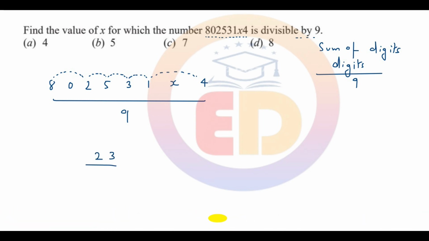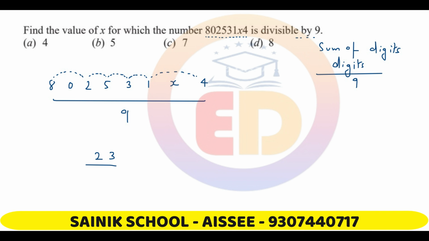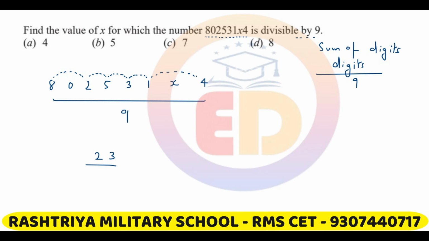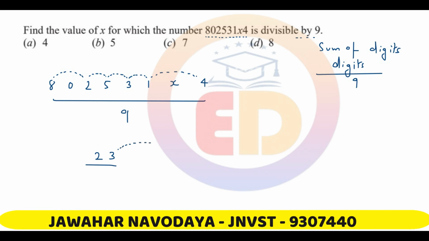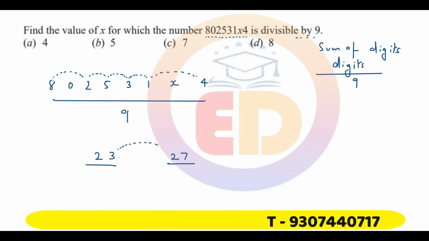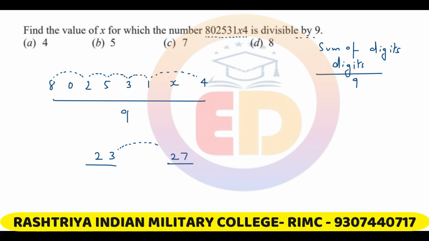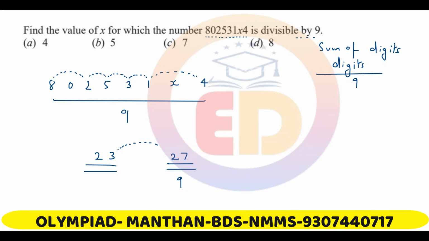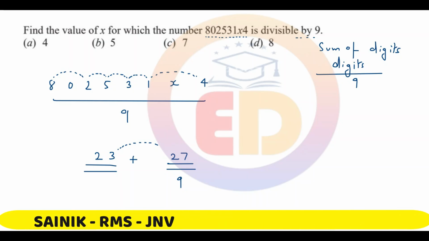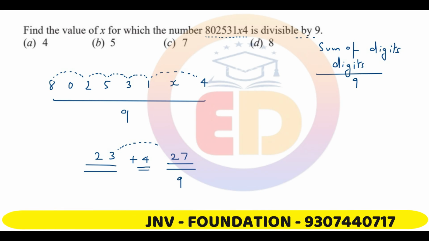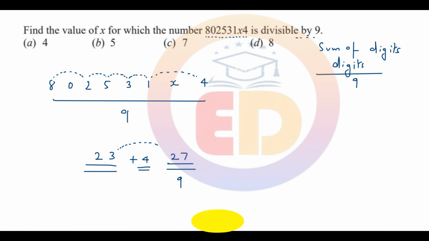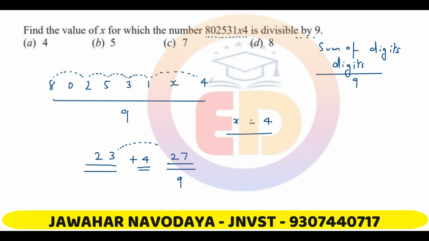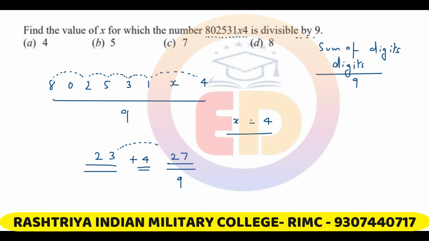So right now the sum of the digits is 23, and 23 is not divisible by 9. So right now this number is not divisible by 9, but we can make it divisible by 9. So what is the next multiple of 9 after 23? It is 27. And if the sum of the digits, which is right now 23, becomes 27, then this number will be divisible by 9. And to convert 23 to 27, we have to give it a value 4. So the value of x will be 4. Answer is option number A.